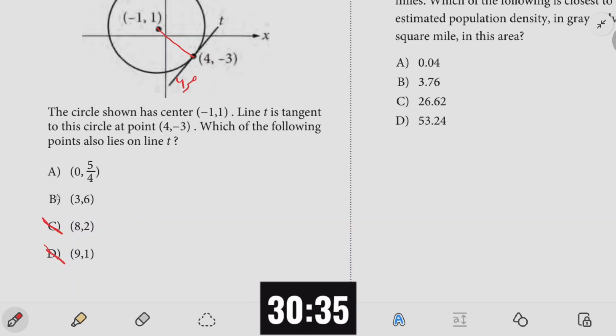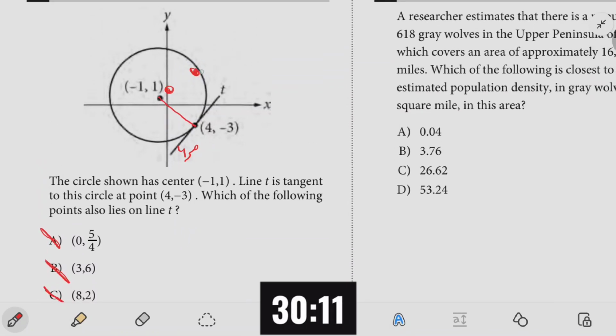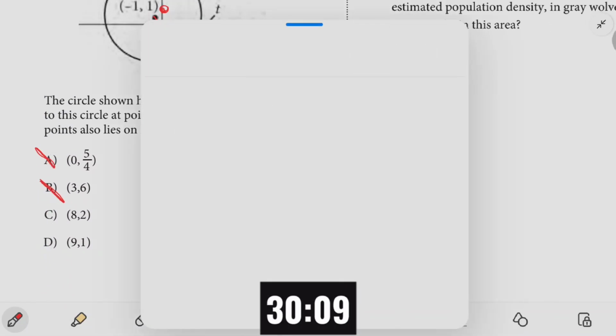3, 6. What? 0, 5 over 4. I crossed out all the answers. Okay, this one makes no sense. That means it's like somewhere right here. 3, 6 means it's like somewhere right here. That makes no sense. These two, okay.